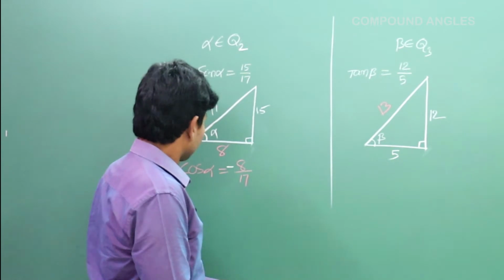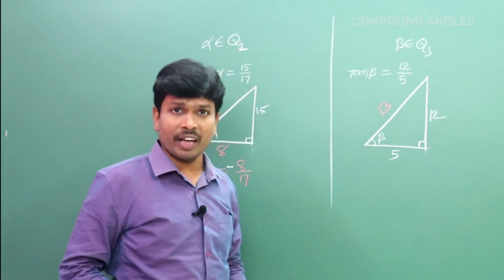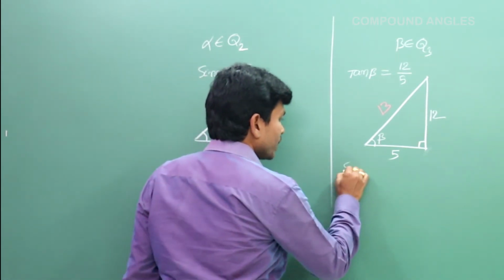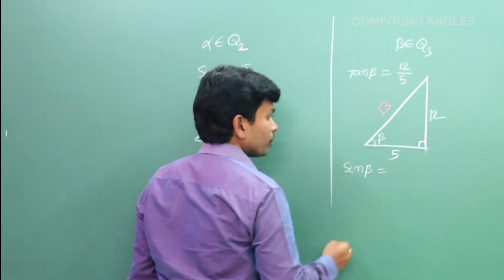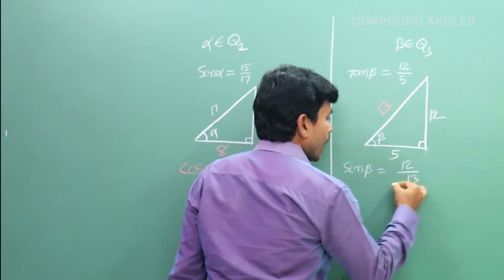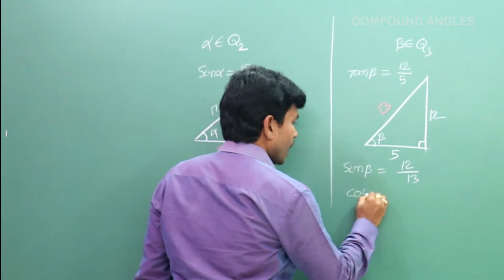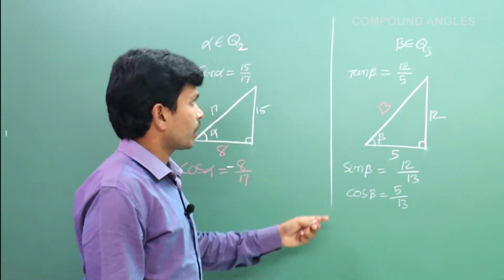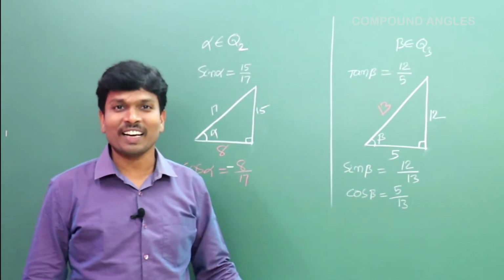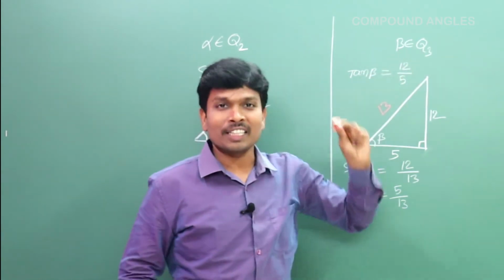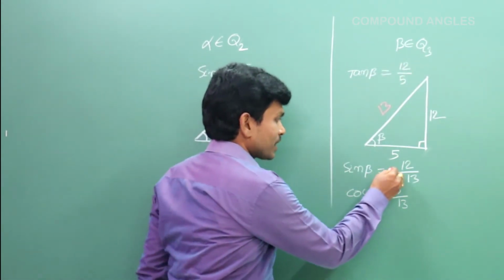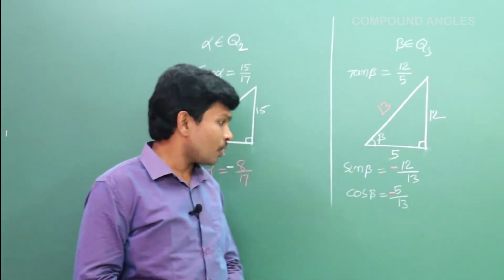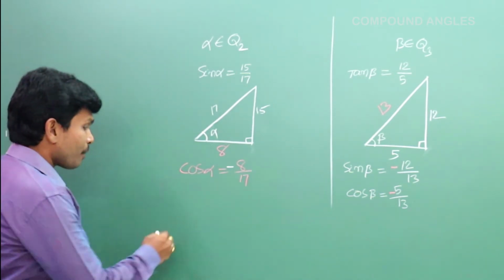Good. Now here tan beta is given. What do you want? Sin beta and cos beta we need. So sin beta is equal to opposite side by hypotenuse, cos beta is equal to adjacent side by hypotenuse. Okay, are these correct or not? Both are wrong because beta is in the third quadrant. So that's why here you have to keep the negative symbols. Both are negative in the third quadrant.